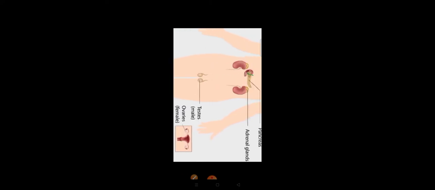Ovaries also secrete hormones, and testes also secrete hormones. The endocrine and nervous systems work closely together. So this is the introduction to the endocrine glands. This is the location of the endocrine glands. The pineal gland is in the brain area, along with the hypothalamus, pituitary gland, thyroid gland, thymus gland, pancreas, adrenal glands, testes in males, and ovaries in females. These are some of the glands present in the human body.